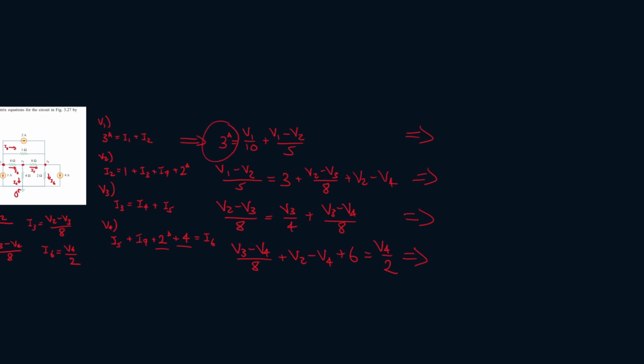Let's actually have this 3 be on the other side. So instead of 3 equals V1, 3 equals all of this, let's have it all of this equal 3. It's still the same thing. So we have V1 over 10 plus V1 over 5 here, and that gives us 0.3 V1. Then we have minus V2 over 5, and that's just minus 0.2 V2. And this is equal to 3.